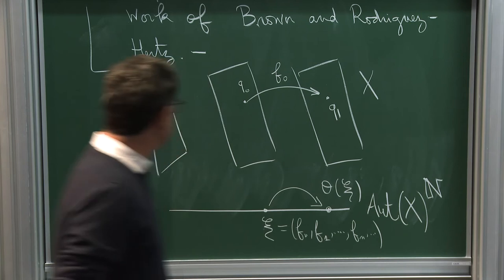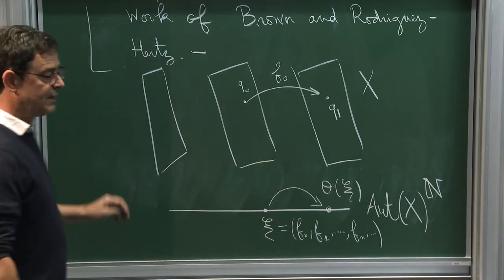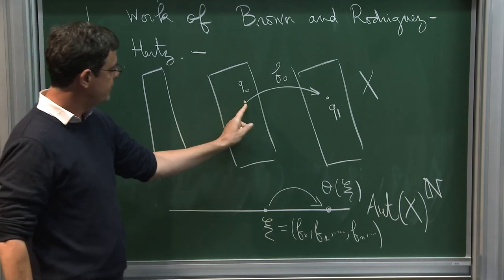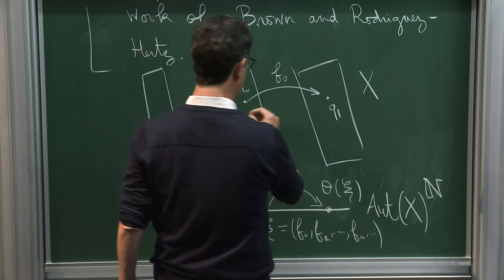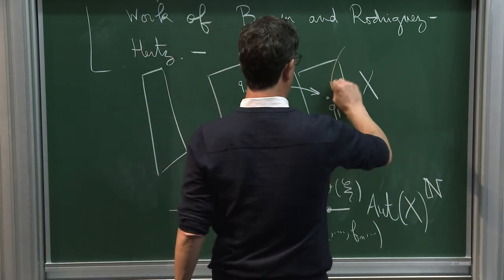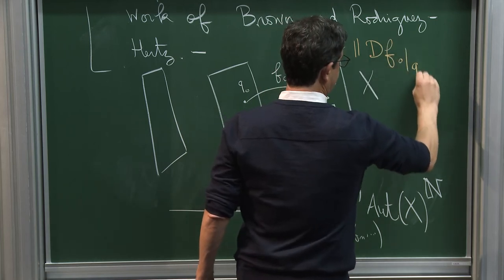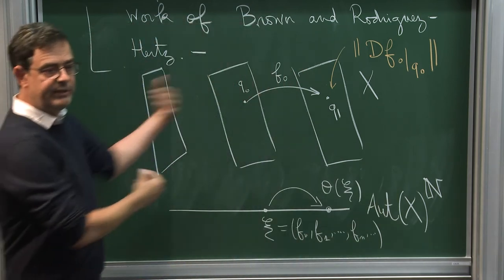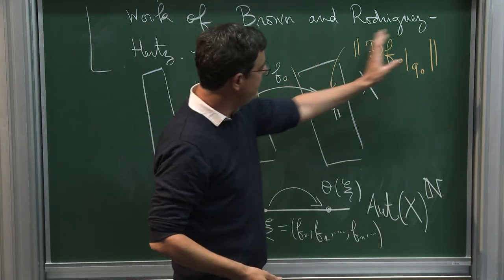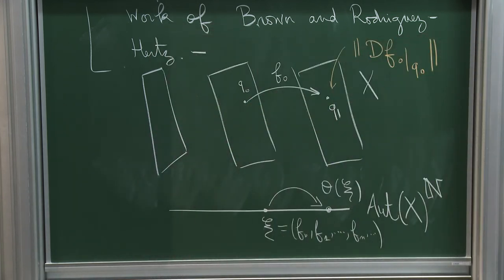And now I put some Riemannian metric on X, and I can measure the size of the differential of f0. So the quantity I compute will be the norm of the derivative of f0 at point q0. Now you iterate and you look at the behavior of this quantity when you iterate n times. So I need to write it precisely.